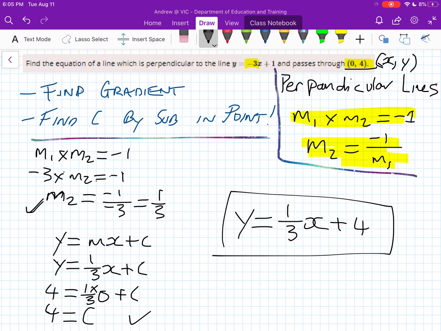Just remember with this, remember your relationship between perpendicular lines and the gradient, which is in this top corner here. This is what you need to remember, this relationship up here on how to work out the gradient. Then you need to find what C is by subbing in a known point, which is given to you in the question just like that. So hopefully this helps with finding equations that are perpendicular to lines with a known point.